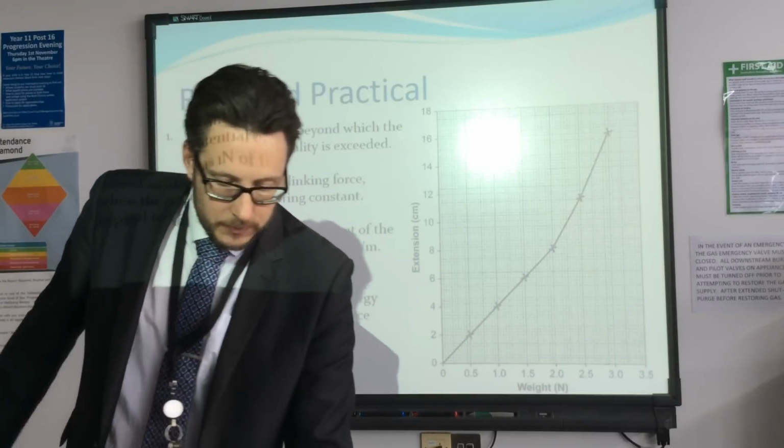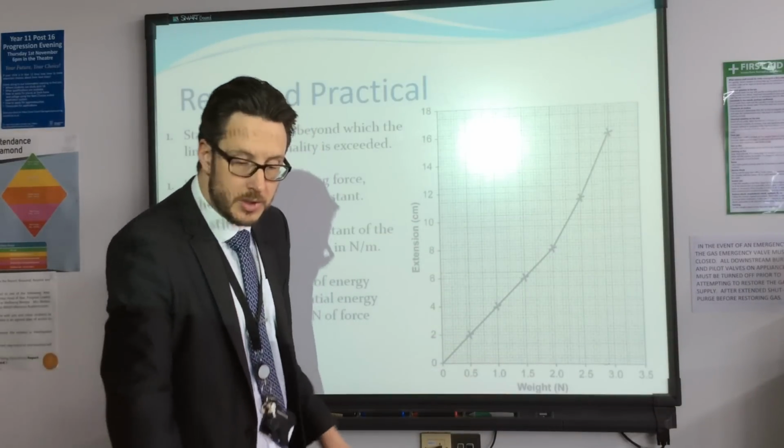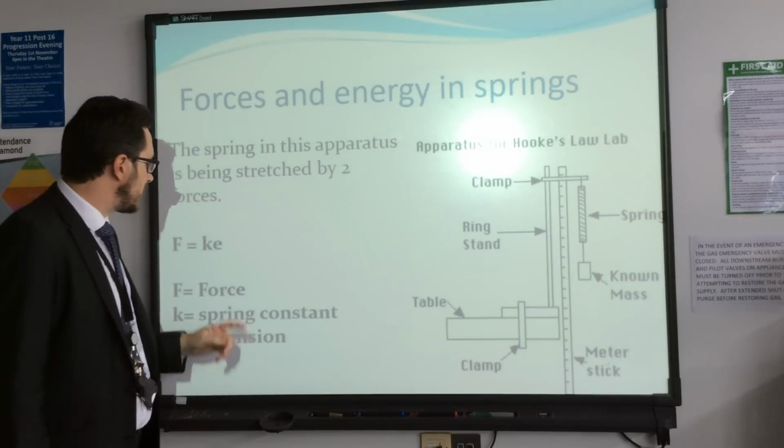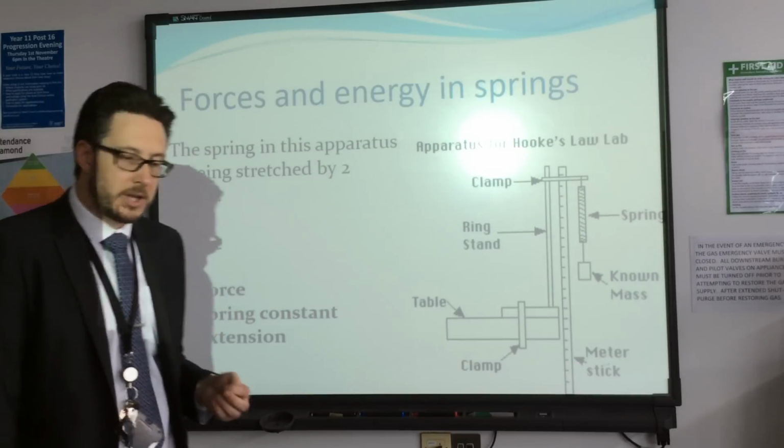If we wanted to rearrange, so if we'd done this experiment, we've got the extension and we've got the force, we don't know at this point the spring constant. To find the spring constant, we would do the force divided by the extension, which would tell us the spring constant K.